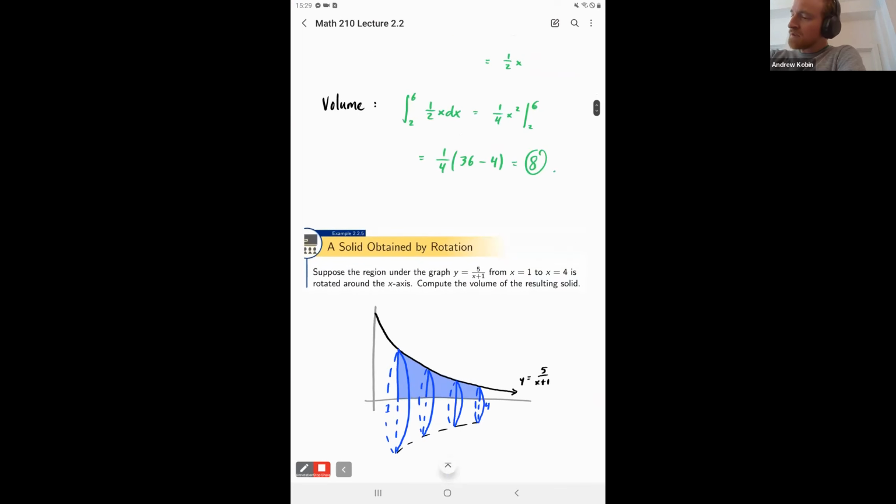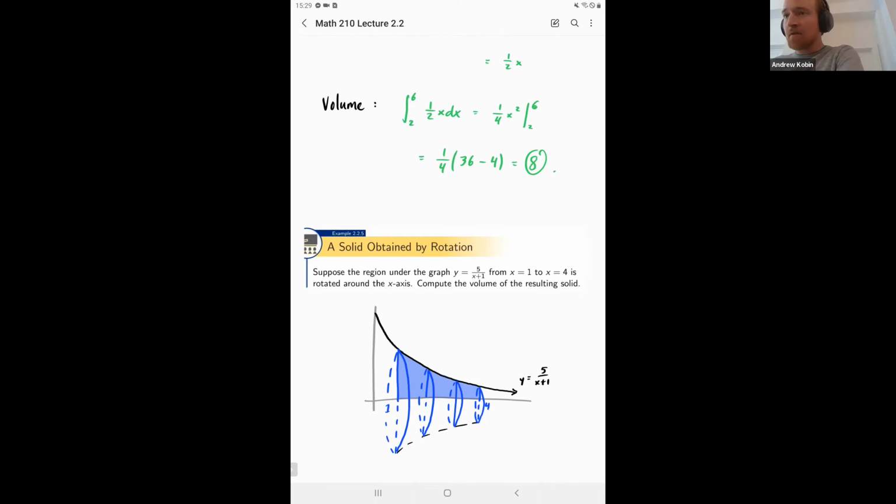Here's the picture, but let's find the volume of the solid where we take the region under the graph y equals 5 over x plus 1 between these two x values and rotate it around the x-axis. We'll definitely do this in class. I'll start from scratch and draw it for you in the way that I think about it.